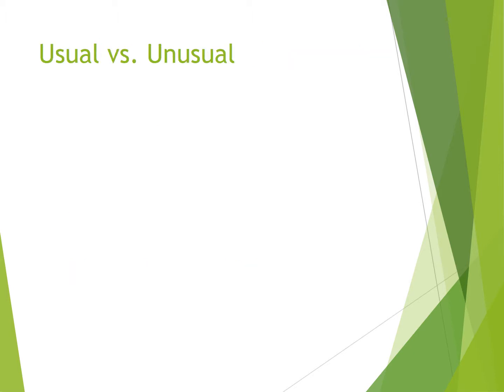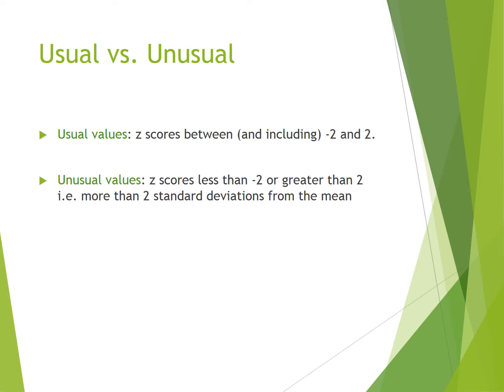To use standard deviations and z-scores to determine whether a value is usual or unusual: usual values are values that lie within 2 standard deviations of the mean, which is the same thing as saying z-scores between negative 2 and 2, including negative 2 and 2. And values are unusual if they are more than 2 standard deviations from the mean. In other words, a z-score less than negative 2 or greater than 2. Because recall, a z-score is the number of standard deviations from the mean.